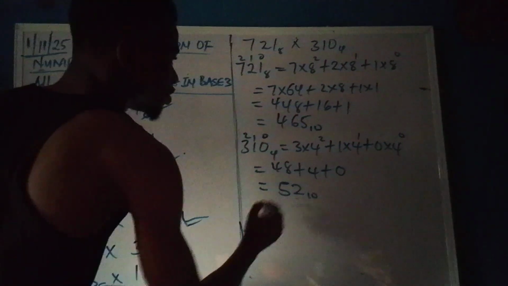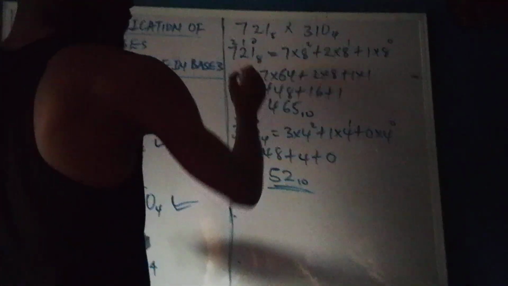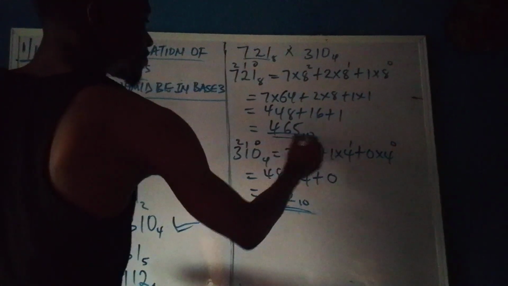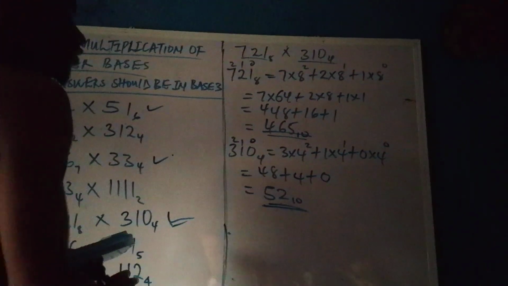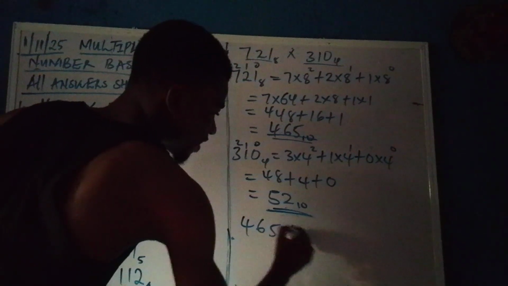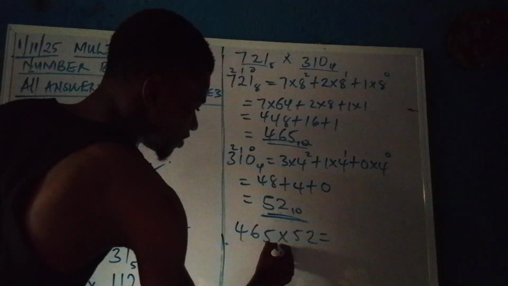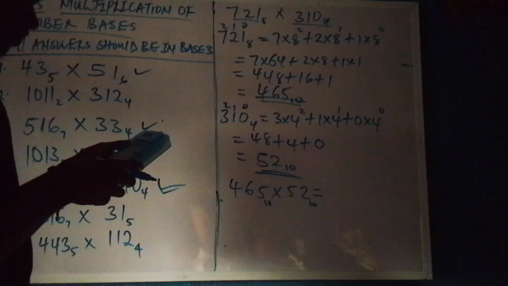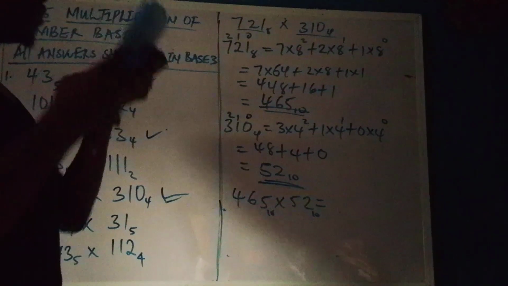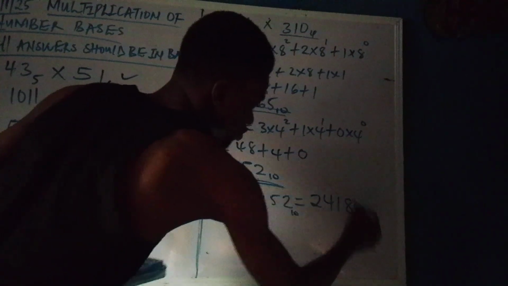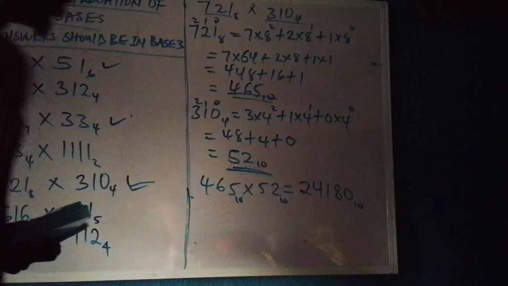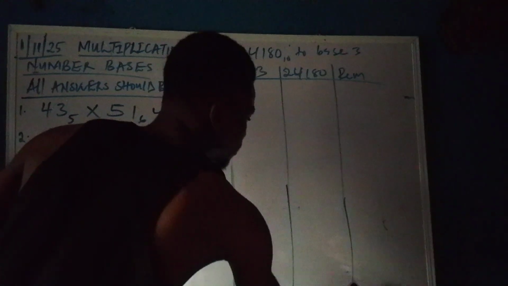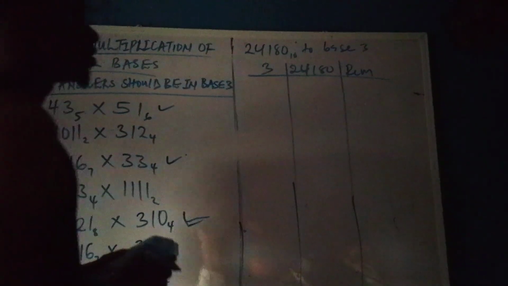So what we're going to do next is multiply the base 10 for the first value, which is this 465 base 10, and the base 10 for the second value, which is 52 base 10. So that will be 465 times 52, which is going to be 24180 base 10. So we're going to convert this value to base 3. Do you understand? So now we're going to be converting the value we got from our final answer to base 3.